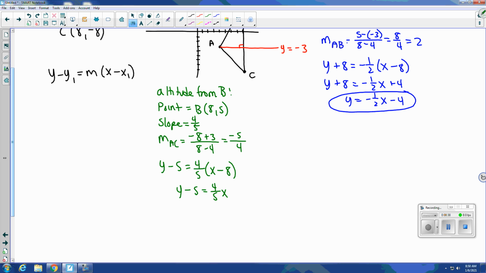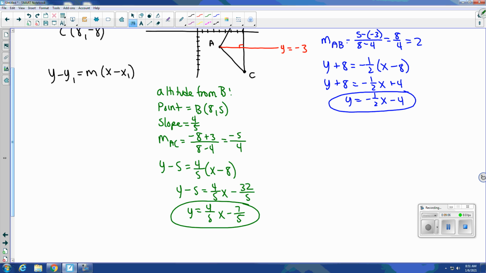So we're going to get negative 32 over 5. And if we add 5 here, adding 5 will be 25 over 5, so negative 7/5. So there's that equation.